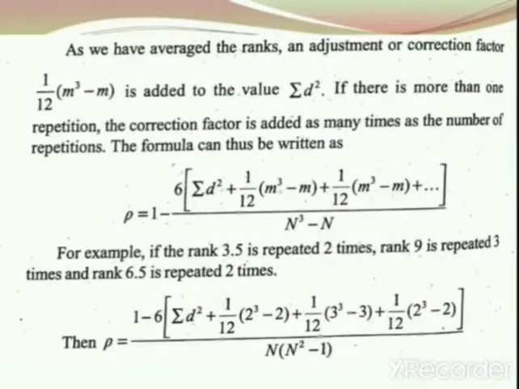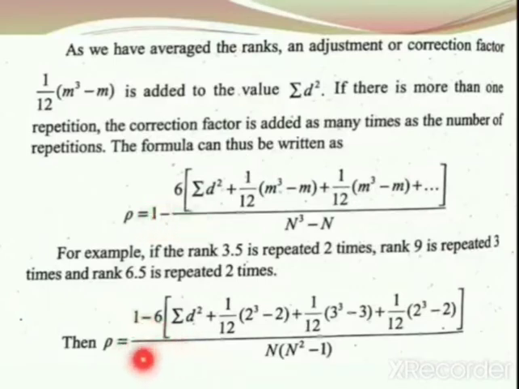So we have to use the m value correction factor. You have to add the correction factor for each repeated rank, so that we are substituting here 1 minus 6 of this is separator. This is not the whole thing divided by, this is 1 minus of. Here the correction is there.